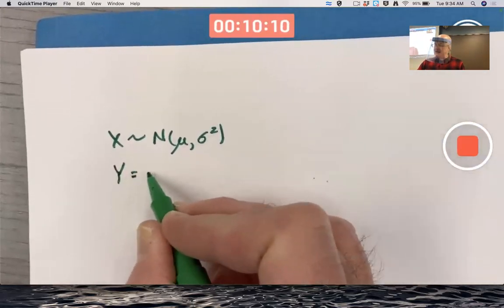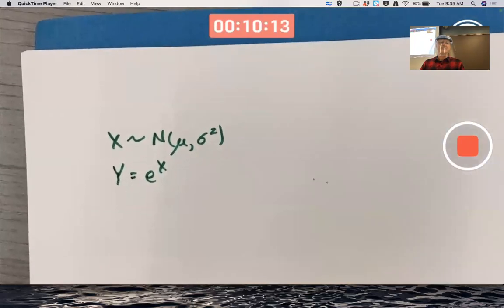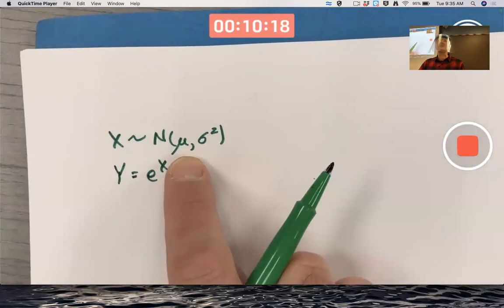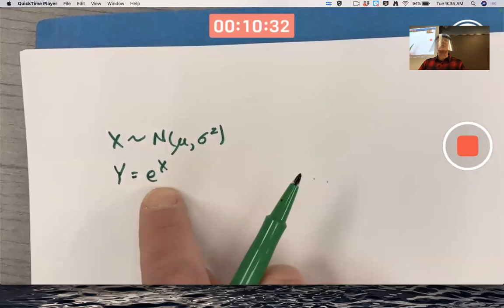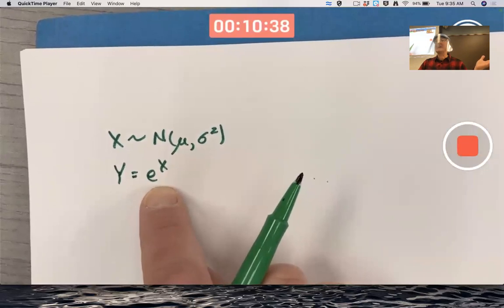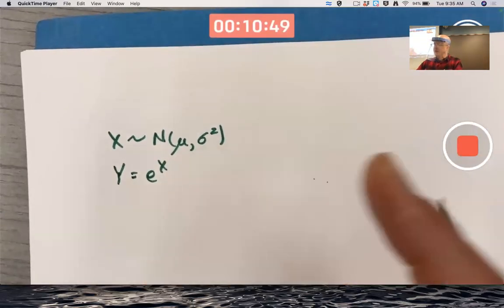Y is e to the x. Think about this intuitively. Pretend it's a standard normal up here. Pretend mu is zero and sigma squared is one. X would take on values centered at zero, and typically between negative three and three in such a situation. You transform those values, if you imagine those to be data values, by this formula e to the x. You're taking numbers typically between negative three and three, typically close to zero, and exponentiating. What kind of numbers are you going to get out? You could think about the graph of e to the x.